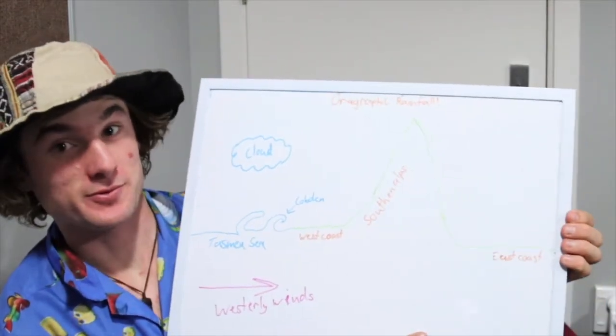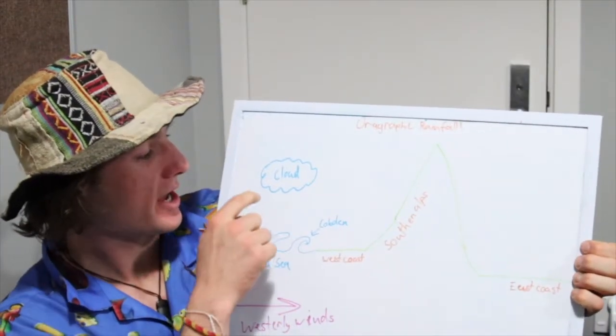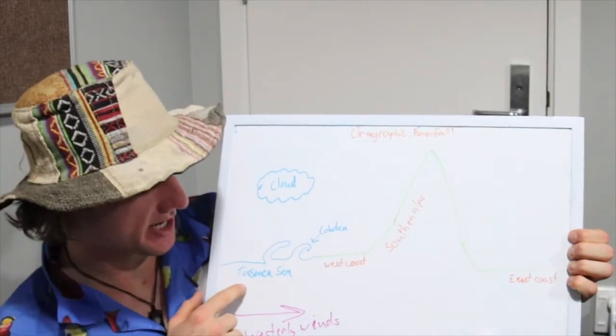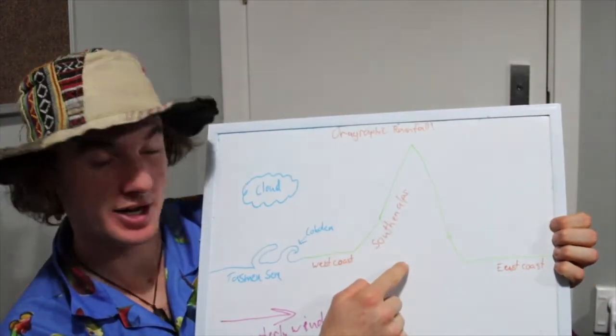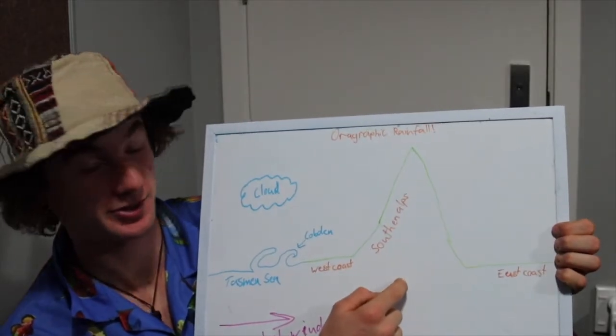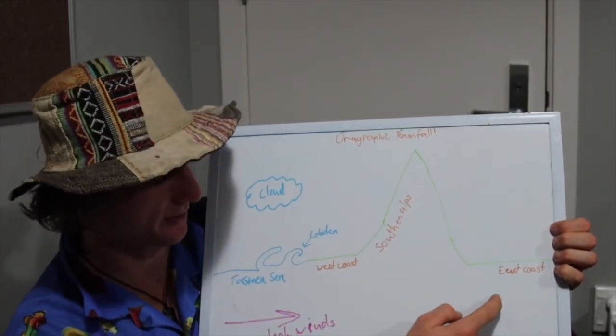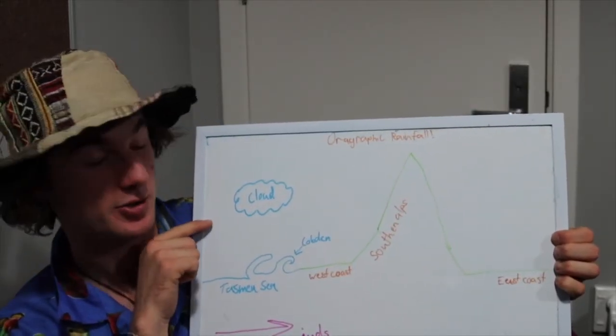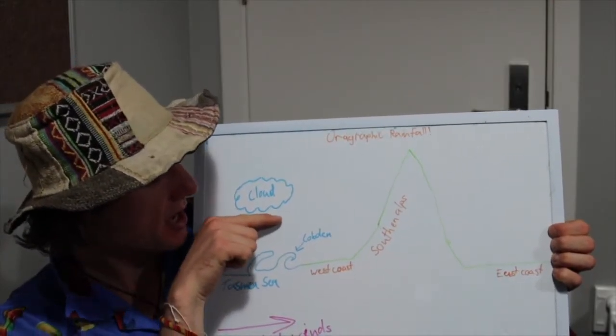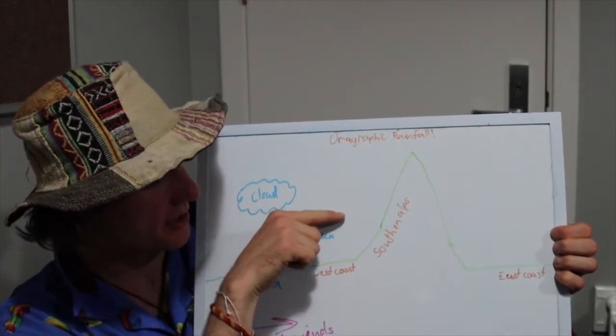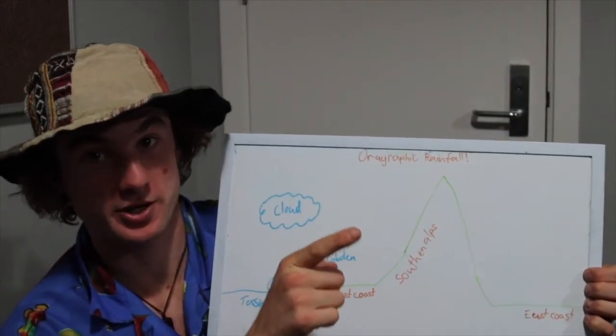Alright, so orographic rainfall. Orographic rainfall is simple, but I drew a picture to make it even more simple for you guys. So, here is a cloud. Here is the Tasman Sea. This is the Southern Alps of the South Island of New Zealand, west coast, east coast. So as these clouds track towards the Southern Alps, they keep going over the west coast and hit the Southern Alps, and watch what they do next.